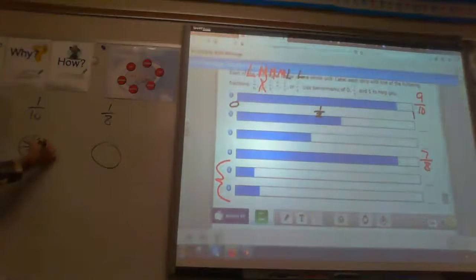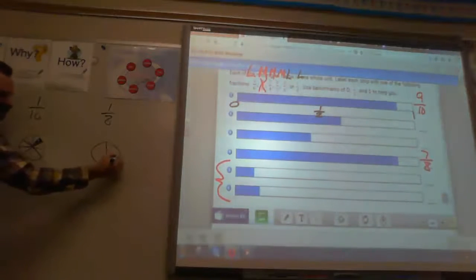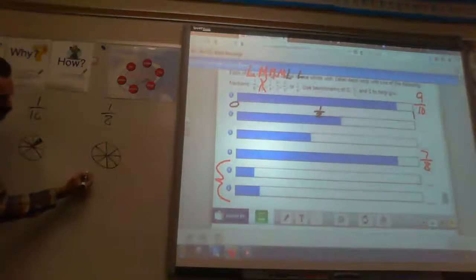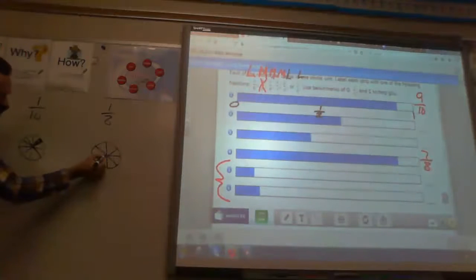Now, when I'm trying to figure out if something's the smallest, and it's probably a little bit of cheating, I always pick the smallest one to color in. So I'm going to color in the smallest one. Over here, I'm going to make eighths. Again, I'm going to pick the smallest one, kind of in the same area at least.